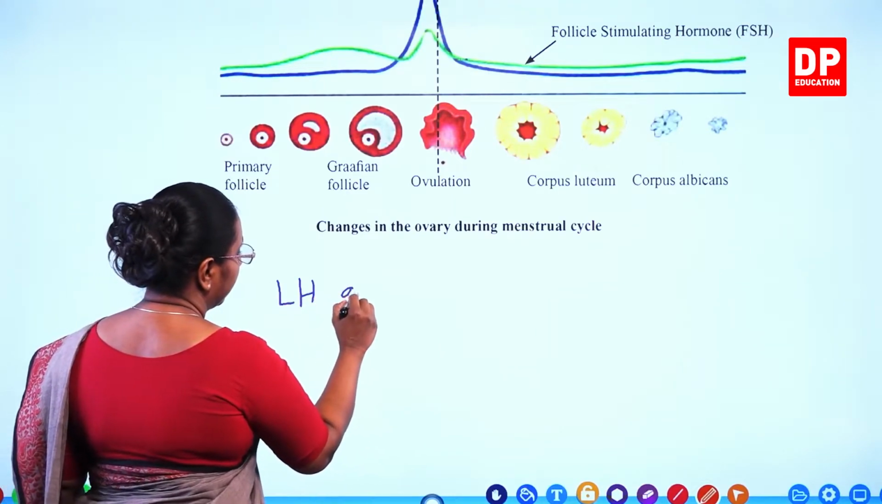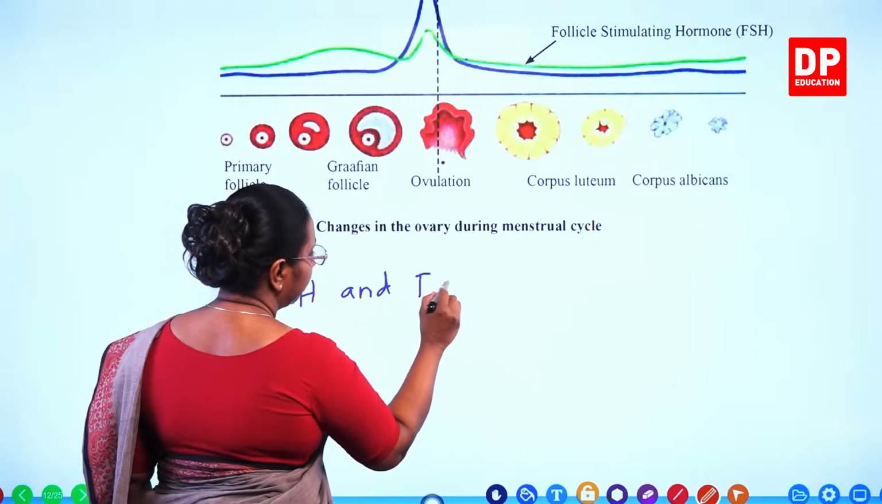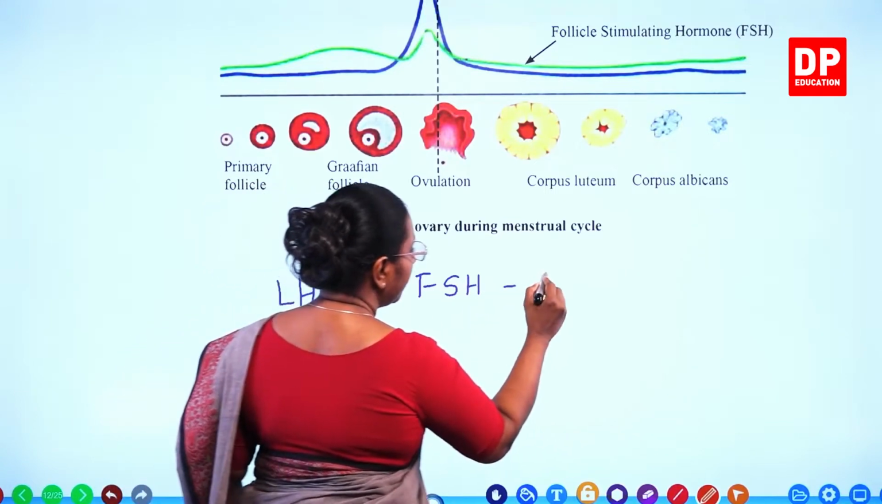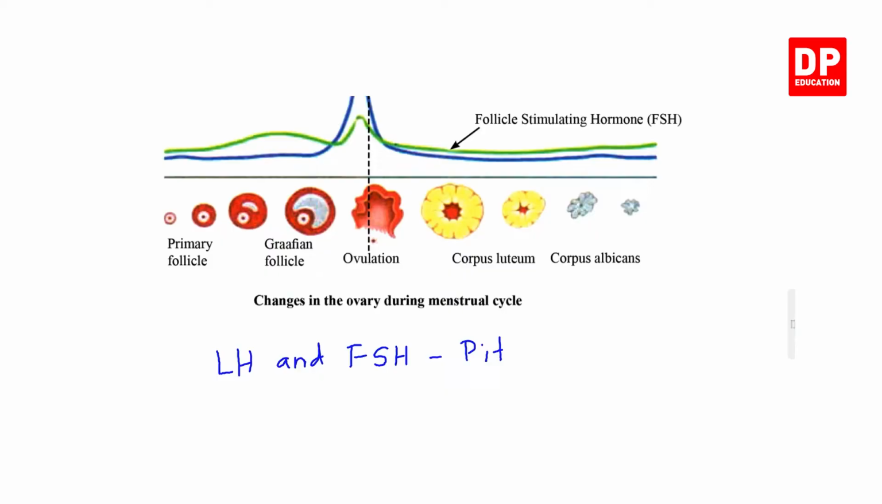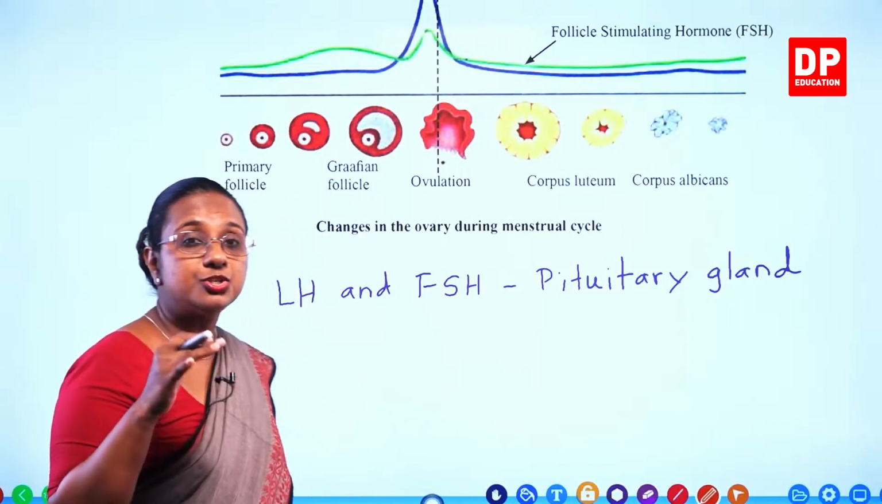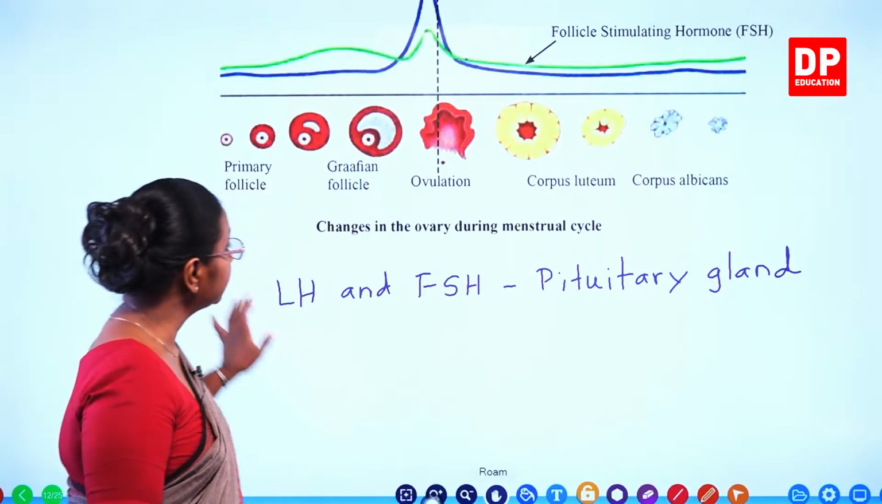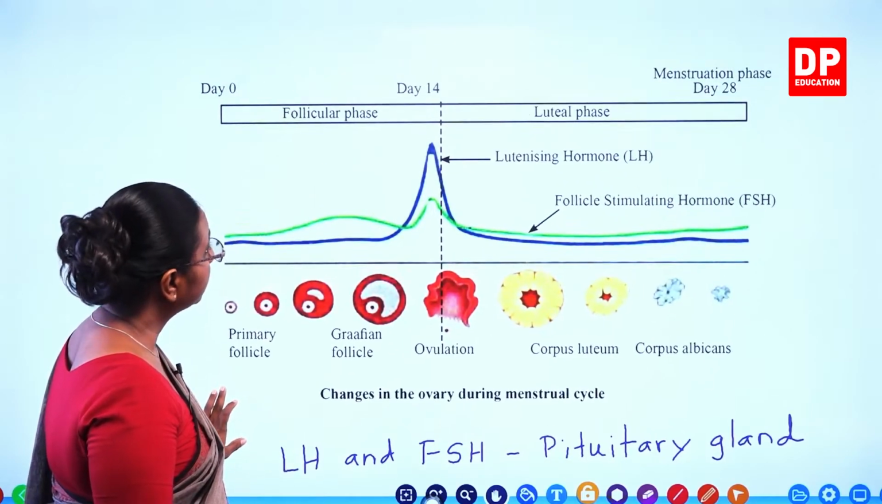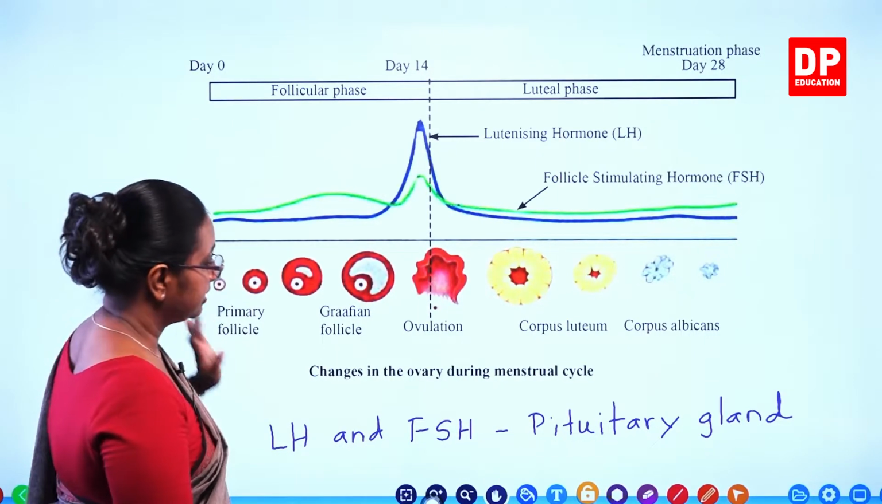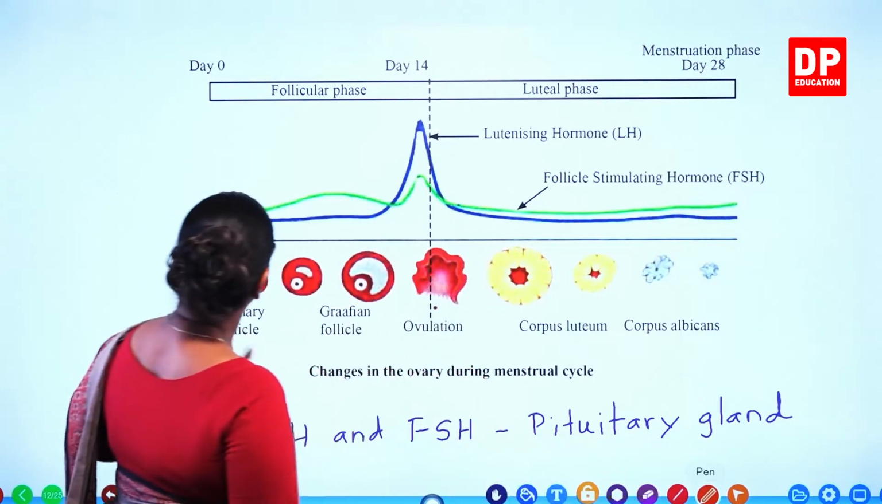LH and FSH both are secreted by the pituitary gland. So, they actually control the menstrual cycle. Here you can see, students, this is the way it occurs.